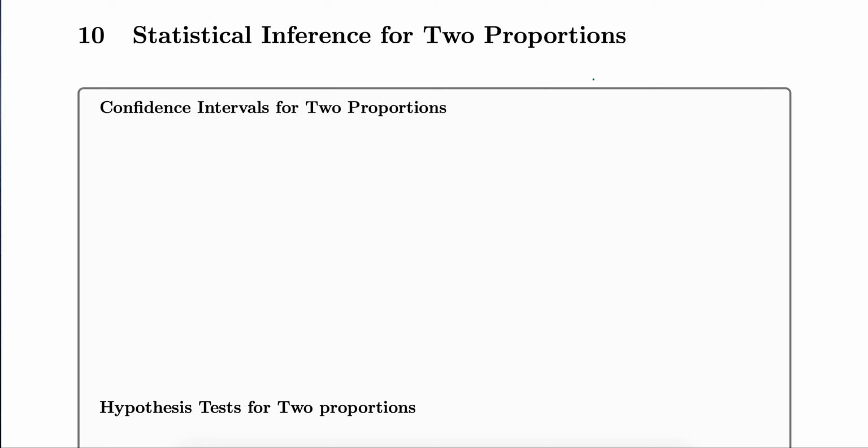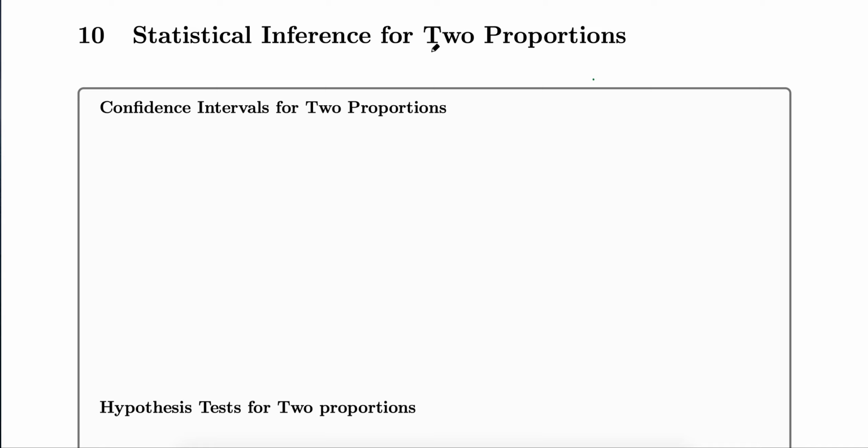Hi everyone. I hope you've watched the review for statistical inference for one proportion. In that video we gave a reminder of our outline for confidence intervals and hypothesis tests when we have a question about the proportion of a population. In this video we're going to repeat all those steps, but now we're interested in comparing the proportion for two different populations. So you'll see a lot of similarities here.